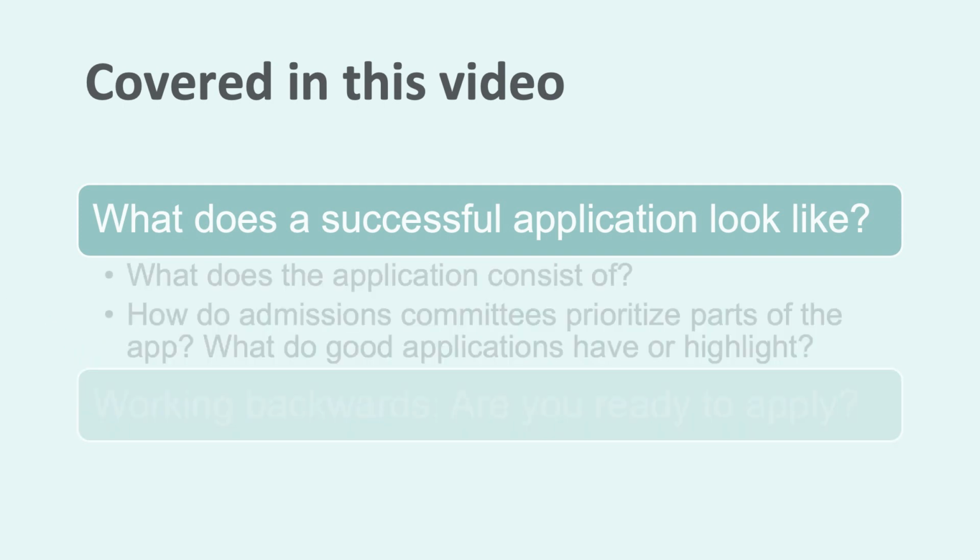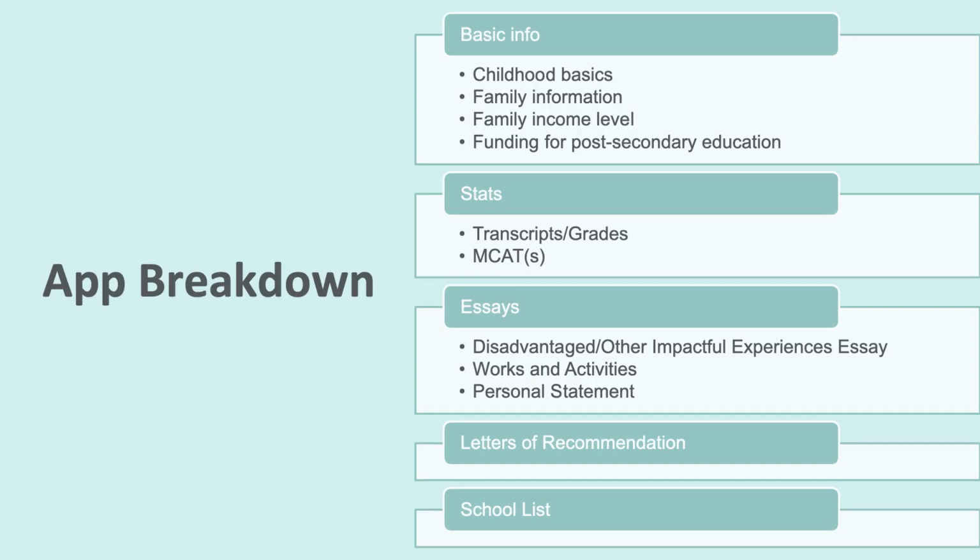So first, what does a successful application look like? What are even the components of a completed application? So broken down, the primary application consists of basic info, identifying information, childhood information, family income and information, and funding for post-secondary education, your stats, so transcripts and grades, and your MCAT scores, essays, so the disadvantaged or now called the other impactful experiences essay, works and activities, and the personal statement, your letters of recommendation, and your school list. Once you submit your primary, you'll need to complete secondary applications to the individual schools, and I cover the details on how to do this in another video.